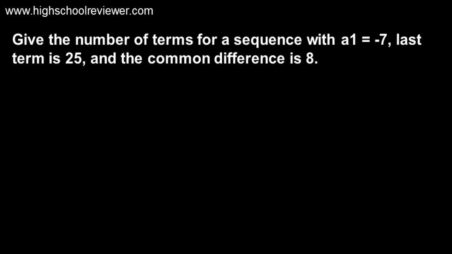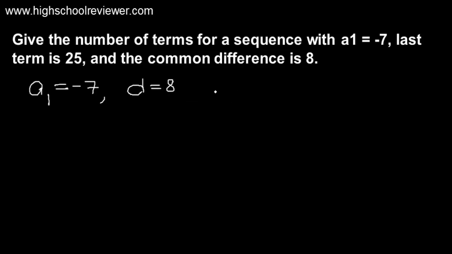Arithmetic sequence word problems. Our next problem: give the number of terms for a sequence with a sub 1 equal to negative 7. The last term is positive 25 and the common difference is positive 8. Okay, so again, our given: we have a sub 1, which is equal to negative 7. The common difference is 8, so d equals 8.